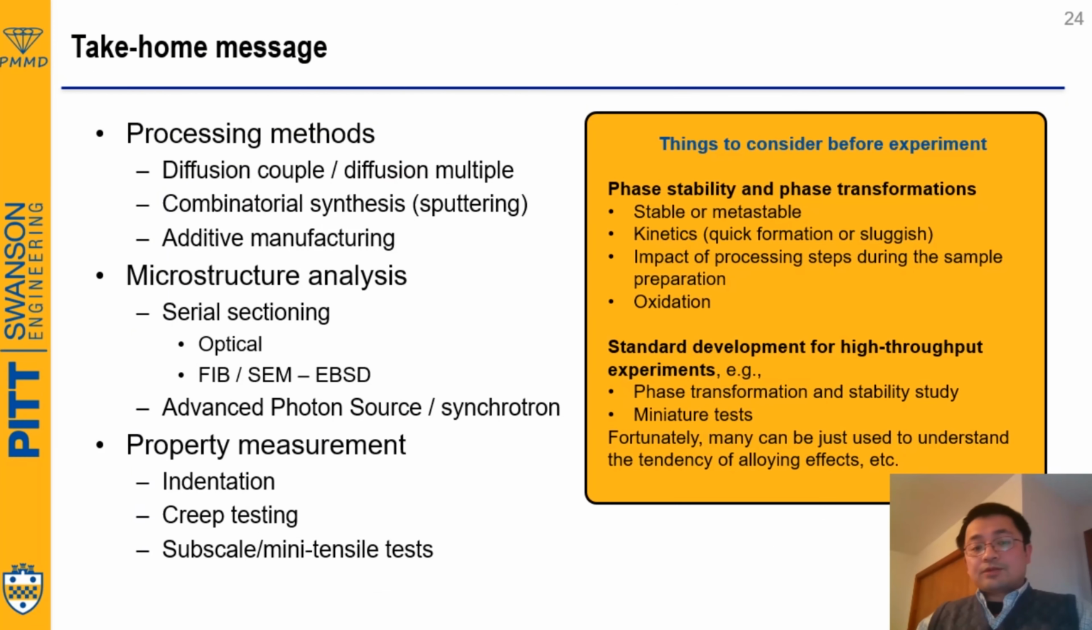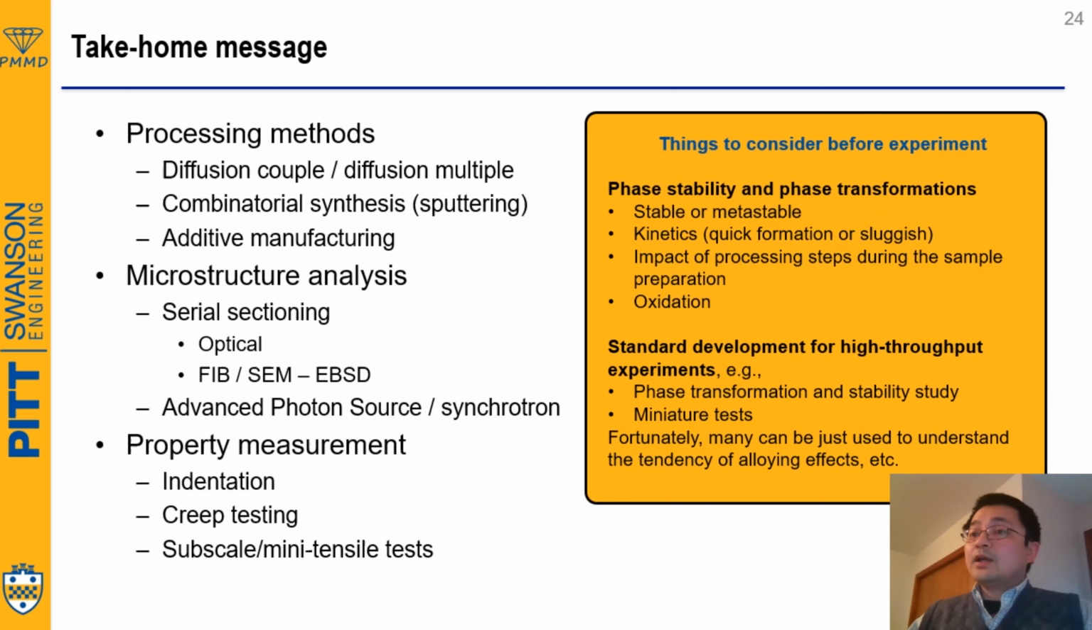I would like to say we still have something to consider once we utilize all of these high throughput methods, because for a lot of high throughput methods, even the traditional one, we need to consider phase stability and phase transformations, because some phases are not necessarily stable, and you have to make sure that the processing is long enough if you really want to study the stable phase. And kinetics would sometimes become an issue.